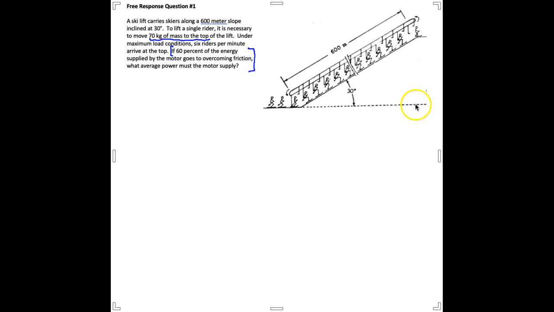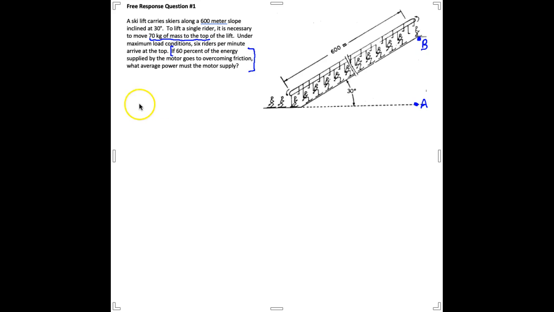Let's start by recognizing that we need to move a skier from the ground level at point A up to the top of the hill at point B. That's one way of approaching the problem: recognizing that it's going to be an energy question. The amount of gravitational potential energy is going to change. It's 0 at A, and it's not 0 at B.